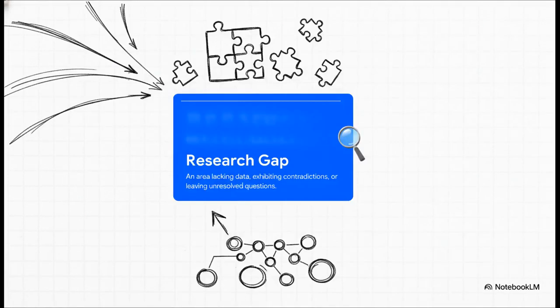So, here's the absolute crucial point. All of this zooming in has one ultimate destination, the research gap. A research gap is basically an area in the current literature that is lacking data, exhibiting weird contradictions, or just leaving big questions unresolved. If you want your paper to really stand out, your job is to position your research as the answer to a gap in current knowledge. You aren't trying to just repeat what's already known, right? You are trying to fill in a missing puzzle piece that your freshly zoomed-in mind map just helped you uncover.